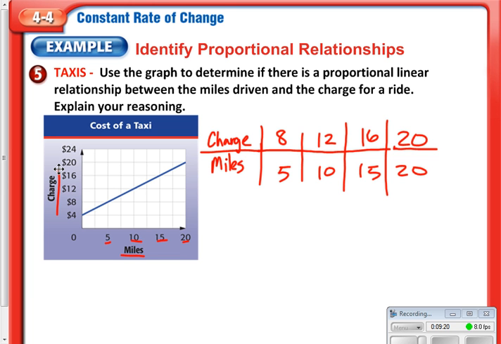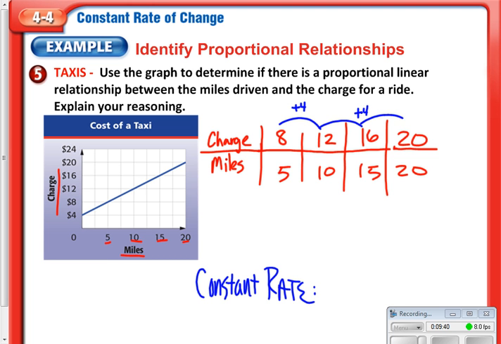First thing I'm going to do is figure out my constant rate of change. My constant rate, and we know it has a constant rate because the graph is linear. So here we go, from 8 to 12, well, that's a gain of 4. 12 to 16, gain of 4. 16 to 20, gain of 4. 5 to 10, plus 5. 10 to 15, plus 5. 15 to 20 is plus 5. Now, this is my y, and this is my x, change in y over change in x.